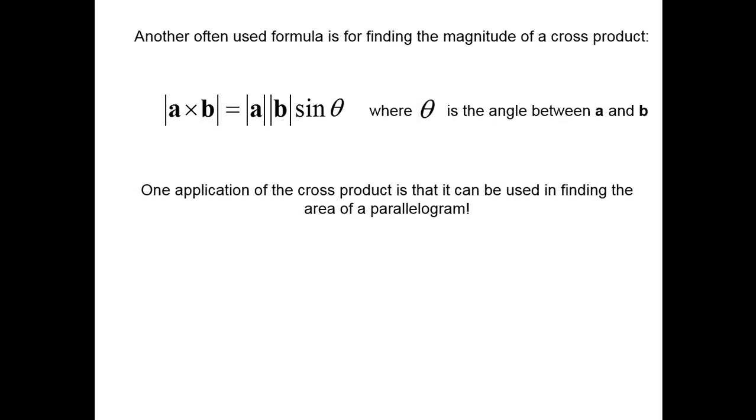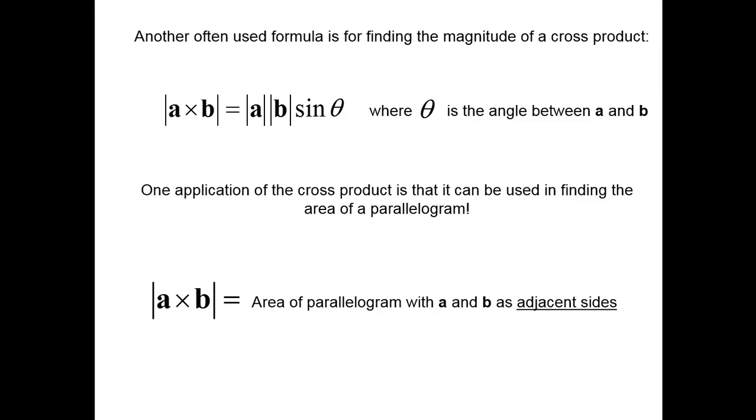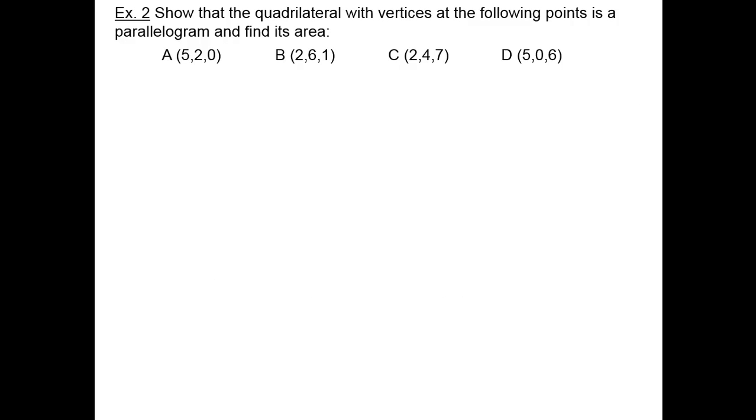An application that IB is really fond of is finding the area of a parallelogram by using the cross product. The area of a parallelogram is just the magnitude of its cross product, where A and B are adjacent sides, or vectors representing the adjacent sides of the parallelogram. Let's do a quick example here. Show that the quadrilateral with these vertices at the following points is a parallelogram and find its area.